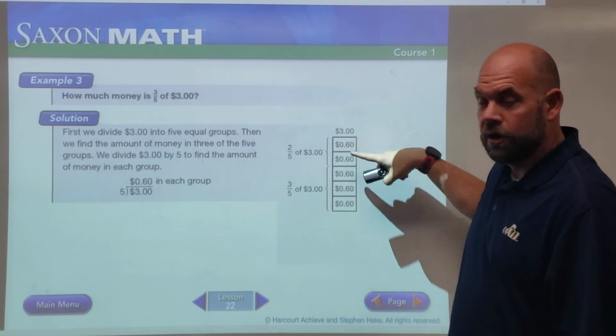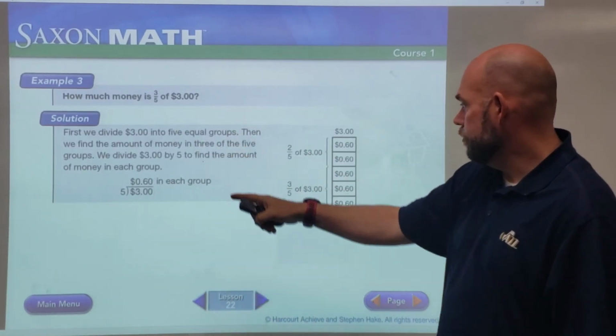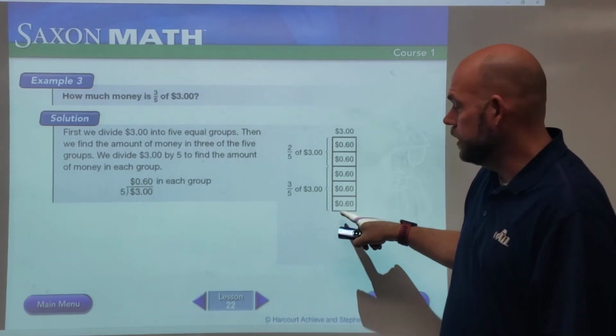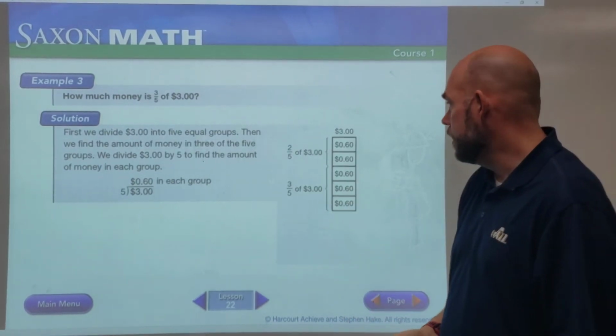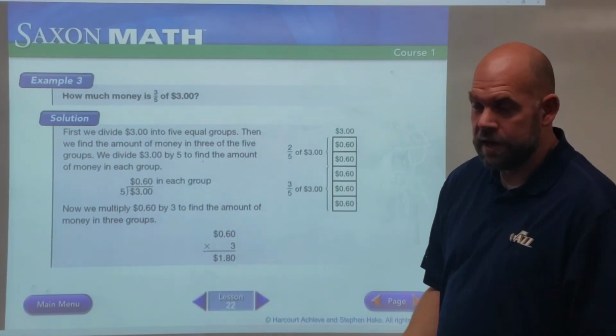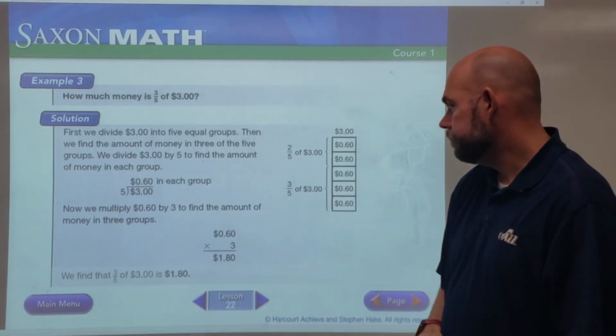So we add those all up, and now we're looking for how much is 3/5. So we just take 3 of the boxes. 60 cents plus 60 cents is $1.20, plus 60 more cents is $1.80. So we see that 60 times 3 is $1.80, and that's our answer.